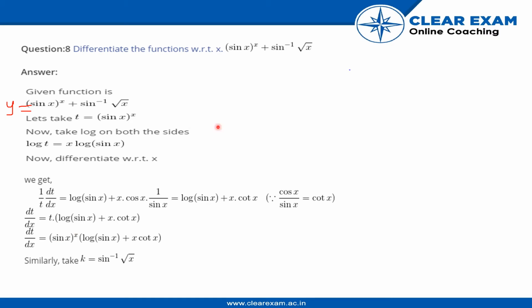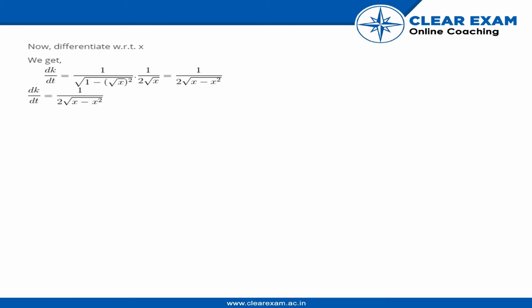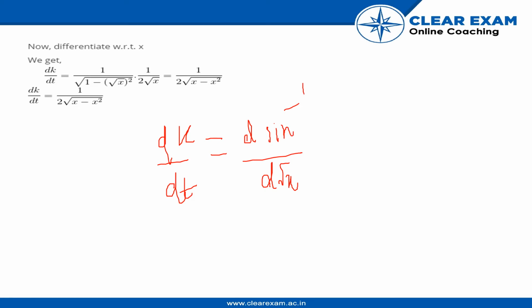Similarly, take the second term, k = sin⁻¹(√x). Differentiating it with respect to x, we get dk/dx, applying the chain rule here: d/dx of k is d/d(√x) of sin⁻¹(√x) into d/dx of √x.